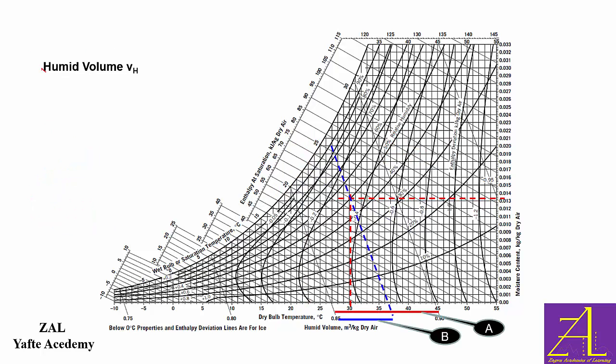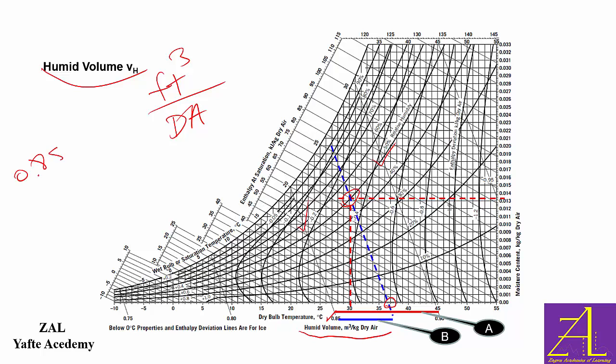Next is humid volume. Humid volume is defined as cubic feet of humid air per mass of dry air. So here, look at humid volume, meter cube of humid air, ambient air, per kilogram of dry air. So again, let's locate the point. I want to see the humid volume of air at 30 degrees Celsius and 50% relative humidity. That is my point. This time I draw a line parallel to these humid volume lines. So how do I get the value?